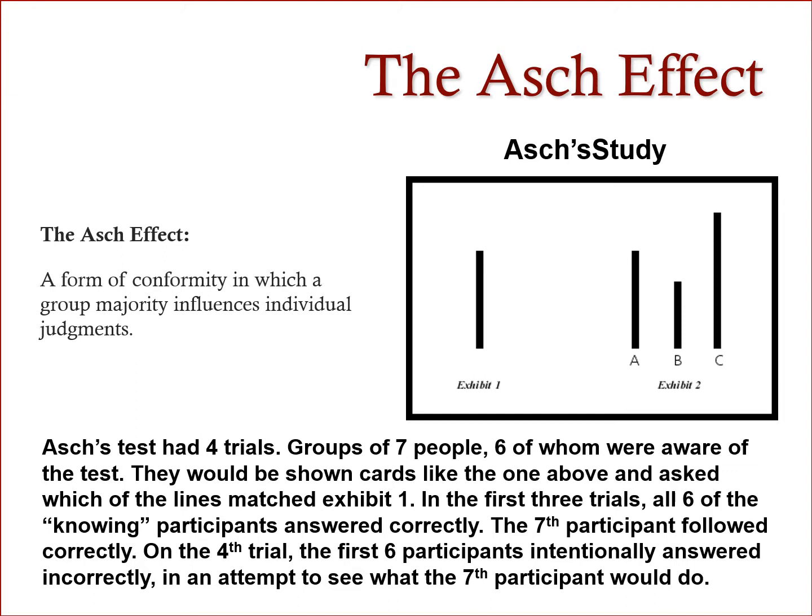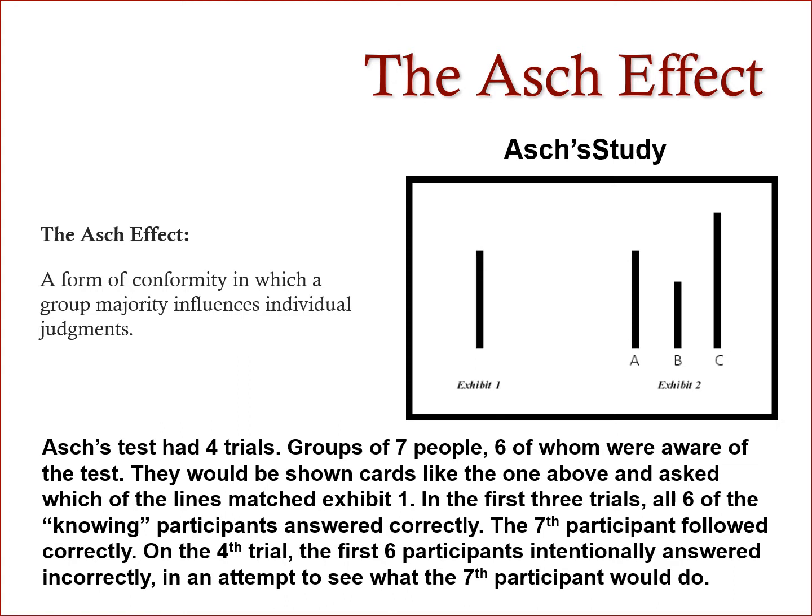The Asch effect. There are a few social psychological experiments that were done that you need to be aware of for this unit. The one was done by Solomon Asch. The Asch effect says it is a form of conformity in which a group majority influences individual judgments. So what happened was, he did all these trials. The original one, he had 4 trials, 7 people in each trial, and I could show you a video of what it looked like.